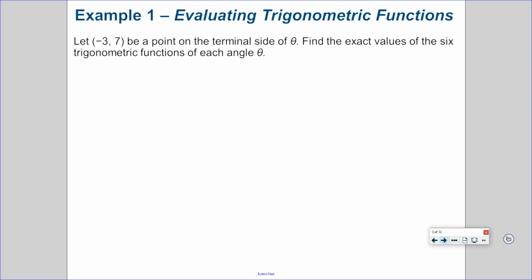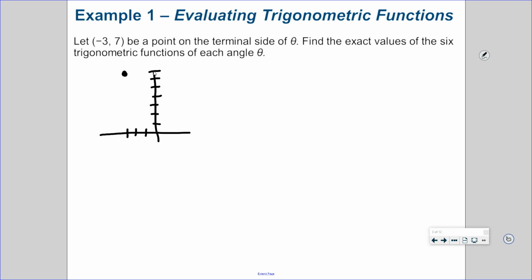So here this one's saying, let negative 3, 7 be the point on the terminal side of your angle theta. Find the exact values of the 6 trig functions of each angle theta. Okay, so let's draw a picture here. Negative 3, 7 would be, let's draw a general sketch, up here in quadrant 2, right?